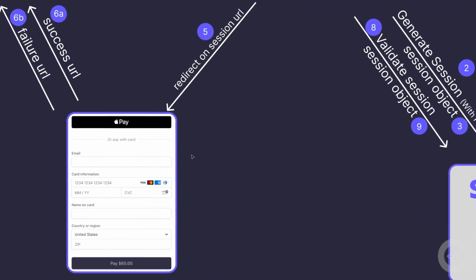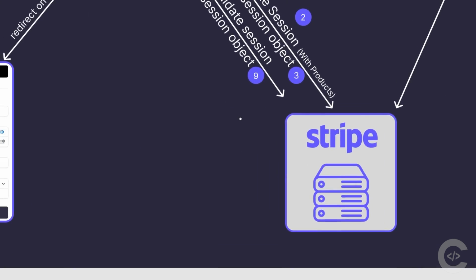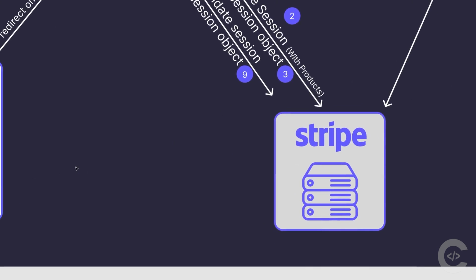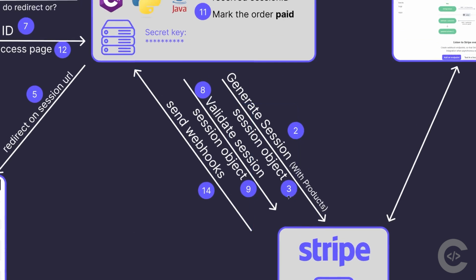Okay, and at this moment, whenever the user fills up the information and the payment is taken from the card, the Stripe server will send a request to your server, passing the information about the payment, the session ID, the amount, etc. So a lot of information will be passed to your server.